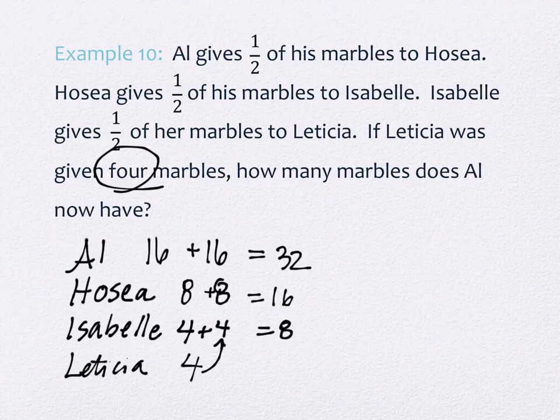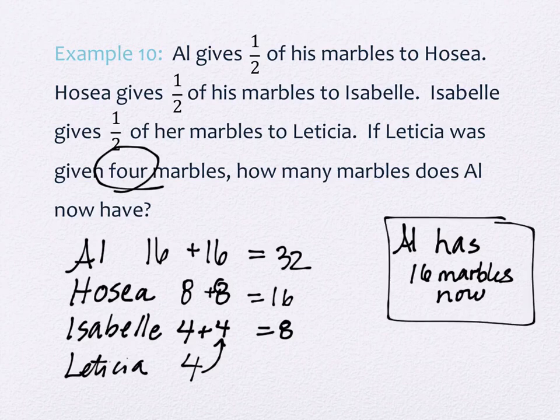The way that I've written the information down, which is not anything special and you could do it differently, is that we had 32 to start with, 16 to start with, 8 to start with, and Letitia had none to start with, right? But we should also be able to see right here what they have to end with: 16, 8, 4, and 4. And we need to make sure we answer the question asked. How many marbles does Al have now? He has 16. Al has 16 marbles now.